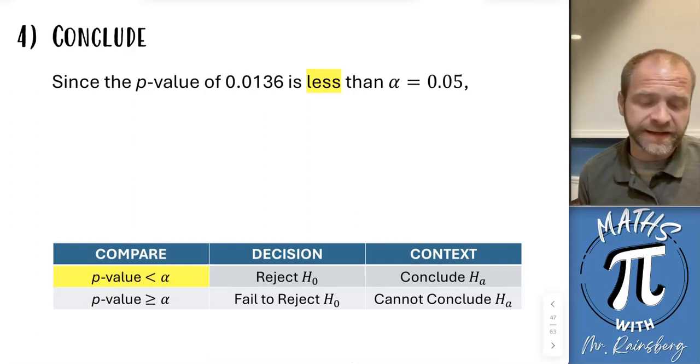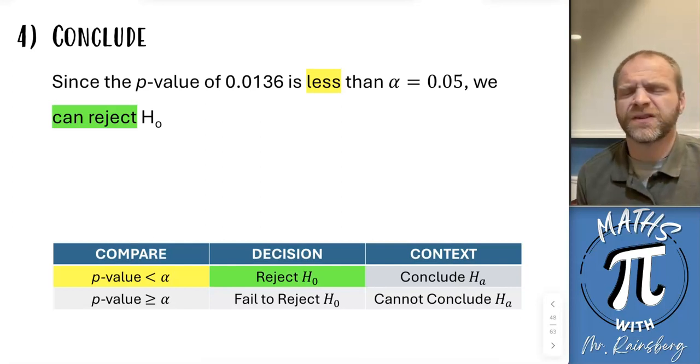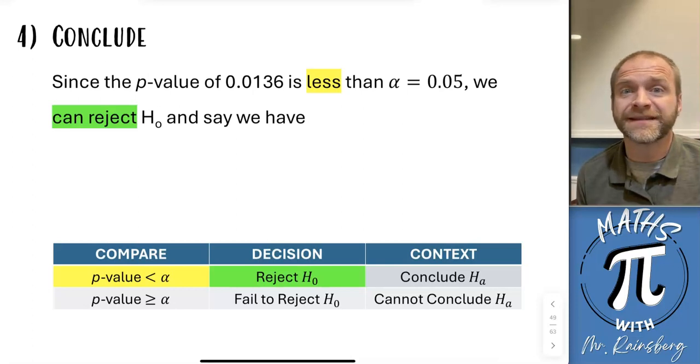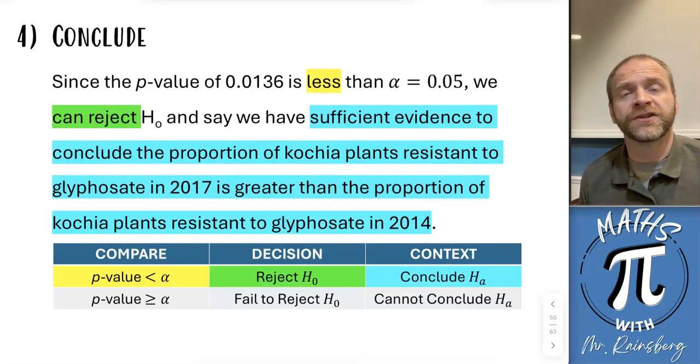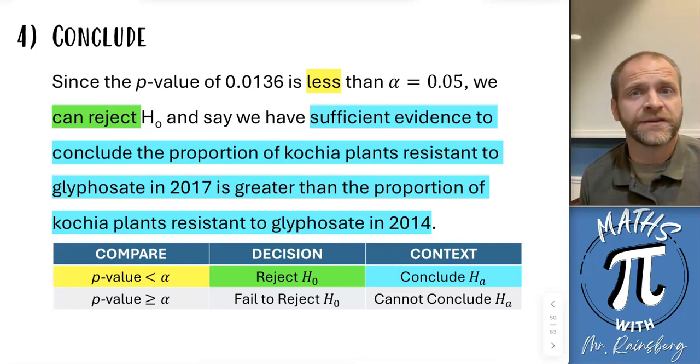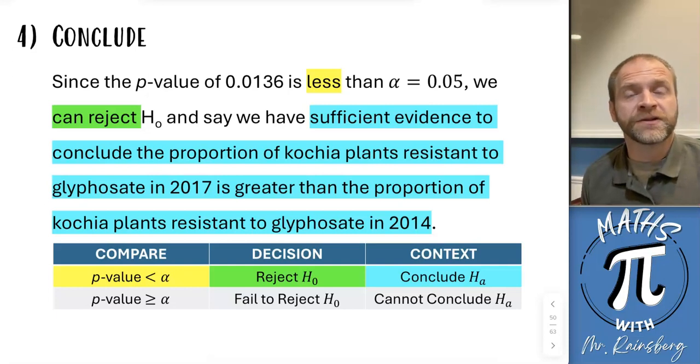You know what that means? That means we are going to reject the null hypothesis. So what does it mean in context to reject the null hypothesis? Well, it means that we have sufficient evidence to conclude that the proportion of Kochia plants resistant to glyphosate in 2017 is greater than that of Kochia plants resistant to glyphosate in 2014.